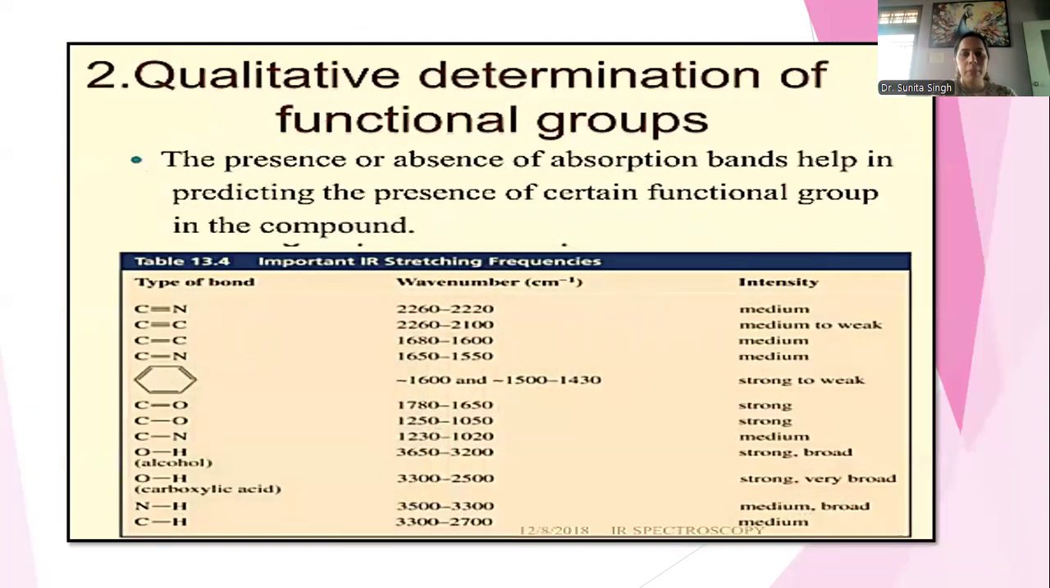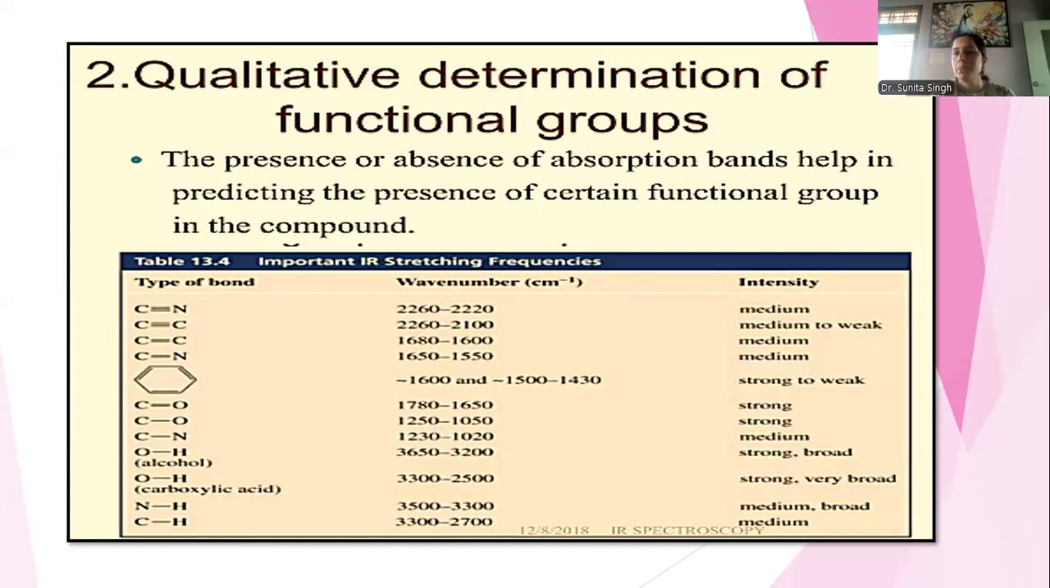This is a typical table in which we have wave numbers for groups like C double bond. If we have C triple bond N, we have a wave number between 2260 to 2220. For OH, we have 3300 to 2500 if it is a carboxylic acid OH. If it is an alcoholic OH, it is around 3650 to 3200.